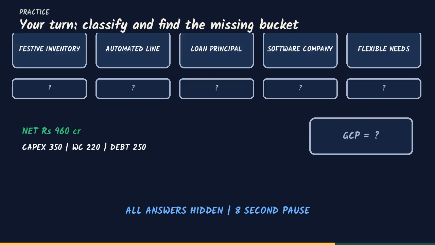Pause and classify these 5 uses: inventory for a festive season buildup, a new automated production line, repayment of loan principal, purchase of a named software company, and a disclosed flexible amount for other corporate needs. Then calculate the missing general corporate purposes amount. Start with net proceeds, 960 crore rupees. Capex uses the first amount, 350 crore rupees. Working capital uses the next amount, 220 crore rupees. Debt repayment uses the final known amount, 250 crore rupees.